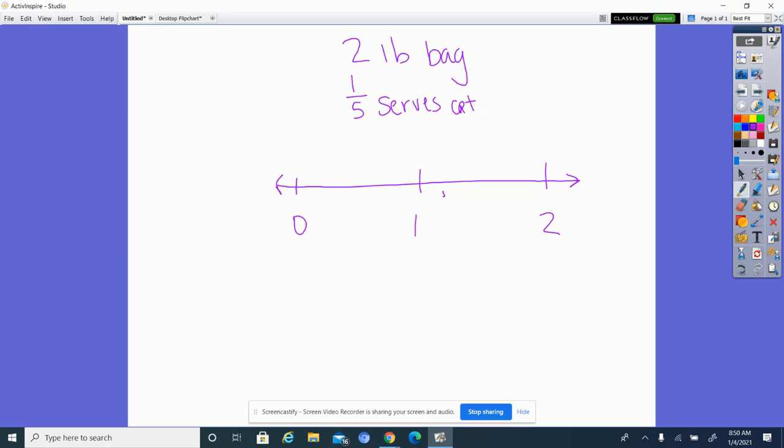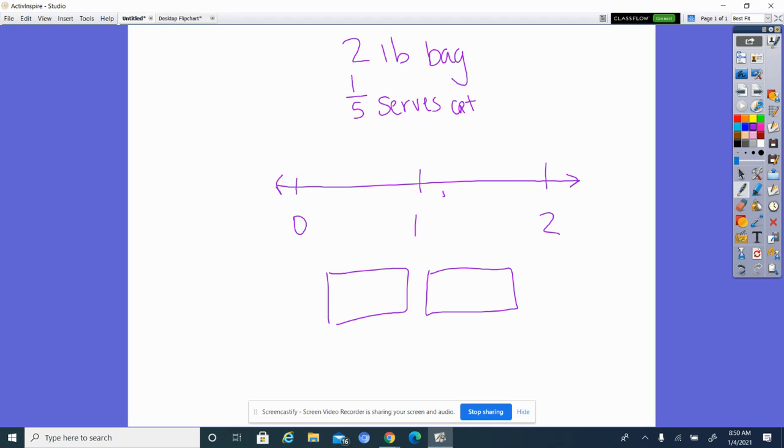For kicks, let's do rectangles. How many rectangles are we going to do? 2. So for those of you that don't like number lines and like to see rectangles, we can do it both ways. Okay? All right. So here is 1 pound in the bag, right there. There's 2 pounds in the bag.